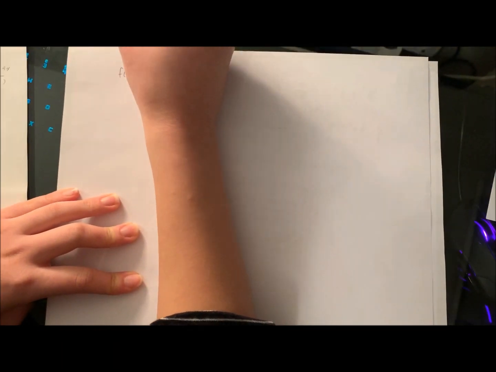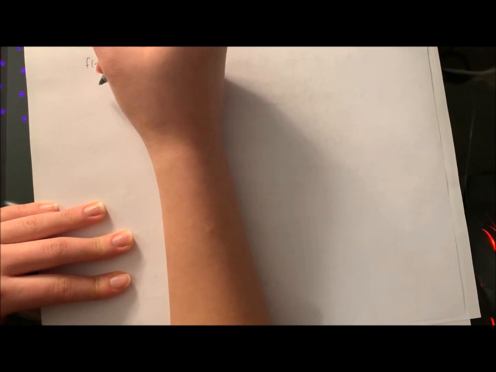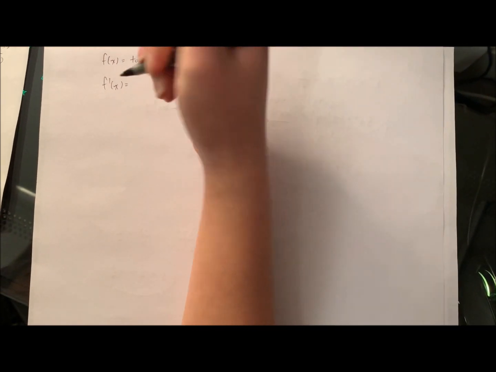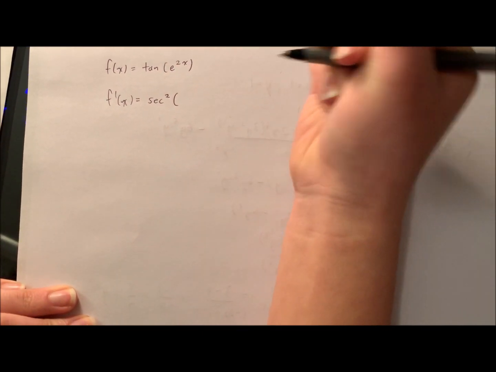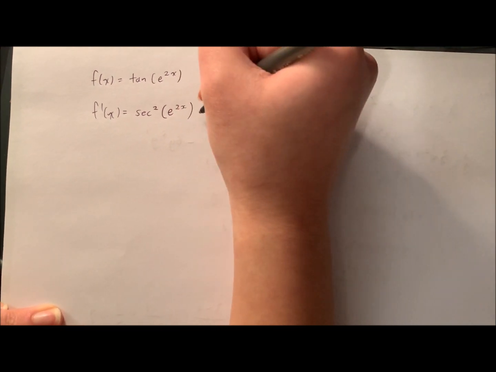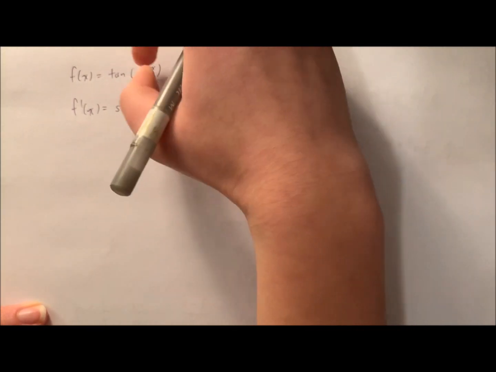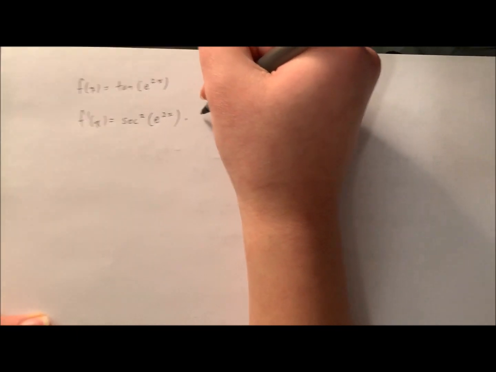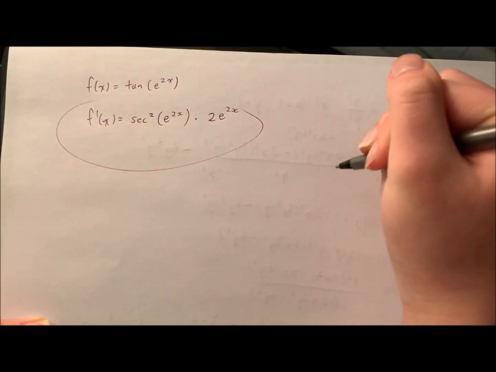We have f(x) equals tan of e to the power of 2x. And we know that tan would derive to secant squared. And then within that, we have e to the 2x. But then what comes after? This is chain rule, so we have to derive the inside. And if we derive e to the power of 2x, then it should be 2e to the 2x. And that's the end of it. That's all we have to do.